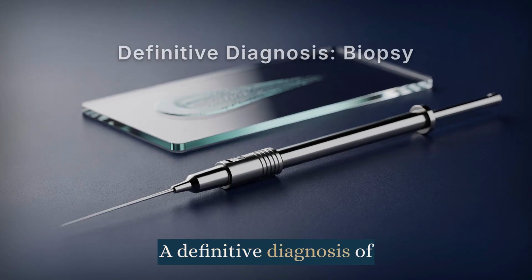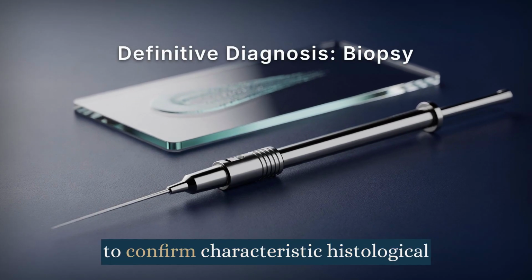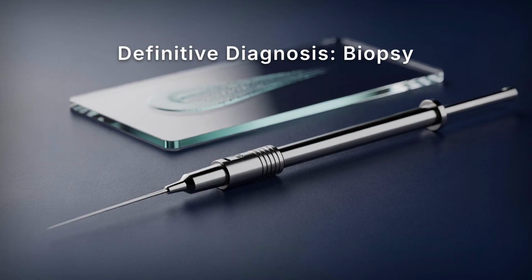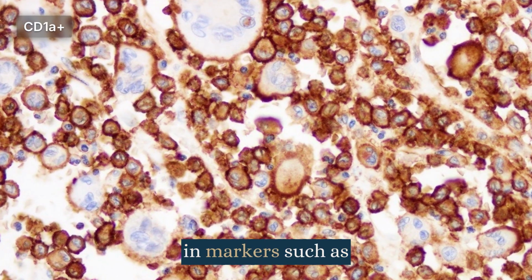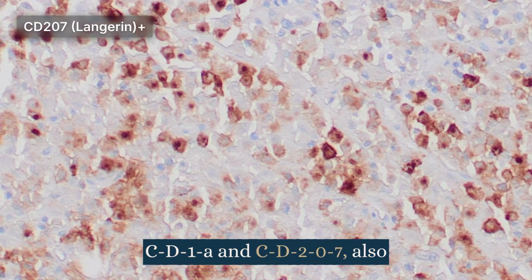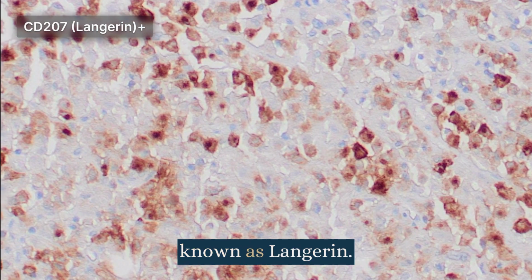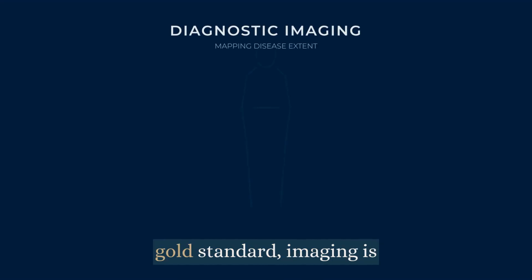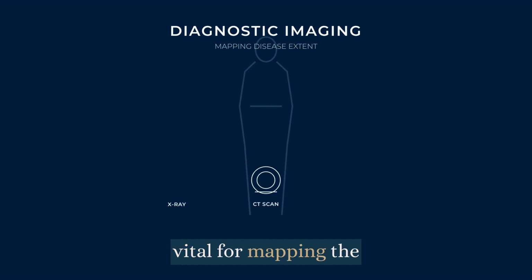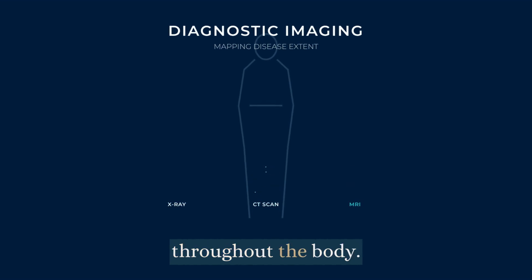A definitive diagnosis of LCH requires a biopsy to confirm characteristic histological features. Pathology looks for positivity in markers such as CD1a and CD207, also known as Langerin. While biopsy is the gold standard, imaging is vital for mapping the extent of the disease throughout the body.